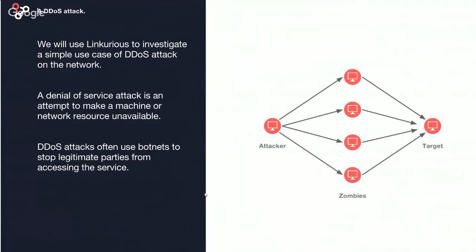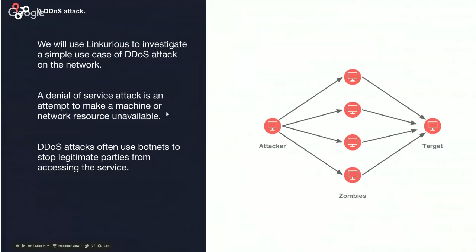So for this use case, we modeled a simple DDoS attack on the network. What is a DDoS attack? A DDoS attack is a denial of service attempt, an attempt to make a machine or a resource on the network unavailable to the users. DDoS attacks often use botnets, which are basically networks of zombie computers that were either infected by malware or taken control of in a certain way.